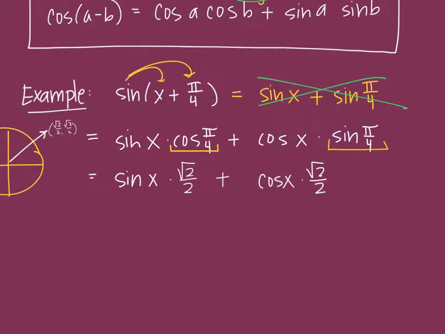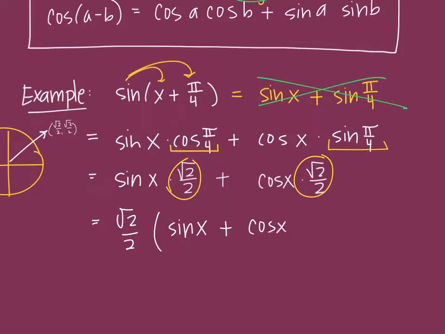Now we notice that we got rad 2 over 2 twice. That is called a common factor. So we'll pull the common factor out to the front, rad 2 over 2 in front of, and then we are left with sine x plus cos x.